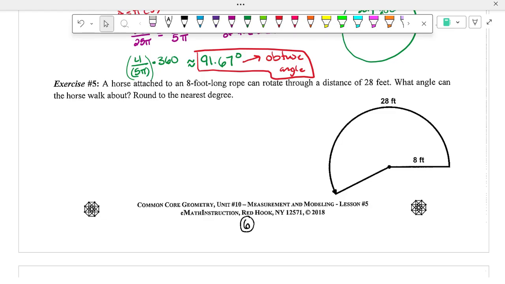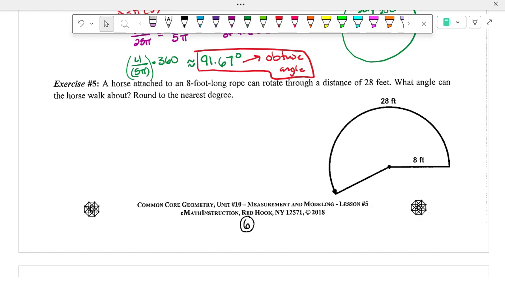But you just gotta figure out whether it's talking about arc length or sector area. So think about it. The horse is attached to a rope that's 8 feet long. Let's say the horse is right here, and it's walking around. It'll walk around 28 feet. Is it the area? We're finding how far, the circumference.